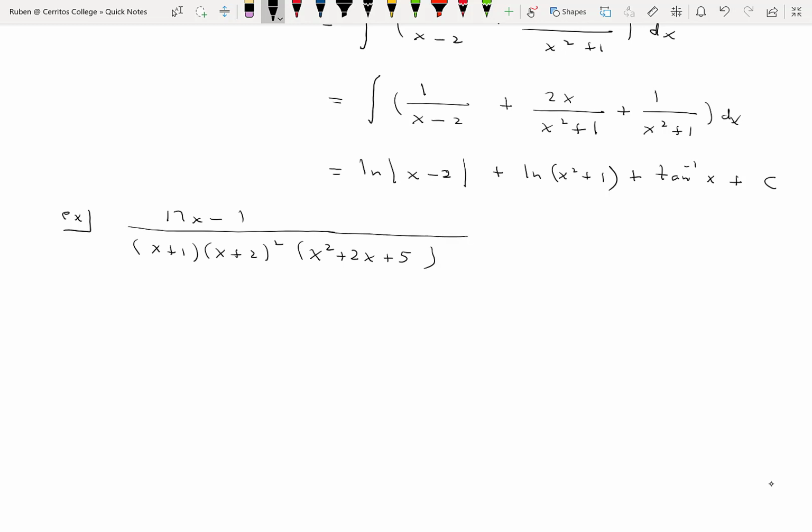Okay, what would the partial fractions decomposition be? A over x plus 1, distinct linear factor, repeated linear factor, b over x plus 2, c over x plus 2 squared, and irresistible, I can't believe I said that.